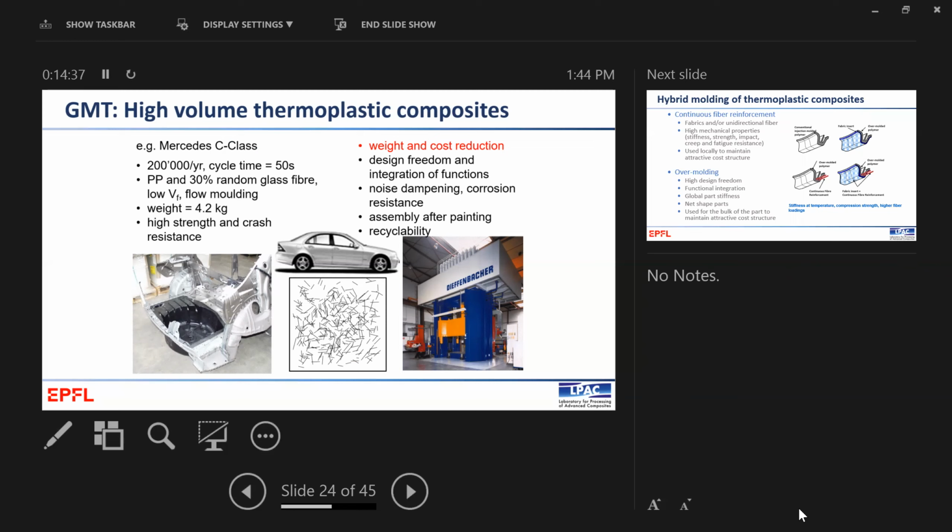But you have to assemble it after the electrophoresis treatment because of its melt temperature. So when you normally dip a body in white to protect it against corrosion, those temperatures go up to 200 degrees C, and polypropylene is long melted. So it affects your logistics chain and how you assemble the car.